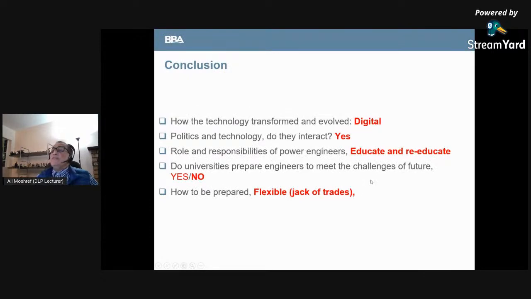And my last slide: how technology transforms and evolves. If I want to summarize in one word, I say digital. Politics and technology, do they interact? Unfortunately, yes. Role and responsibility of power engineers: educate and re-educate. Do universities prepare engineers to meet the challenges of the future? My real answer is no, but I cannot 100% generalize it. How to be prepared? In my opinion, be flexible. There is a term we call jack of all trades. So try to adjust yourself.